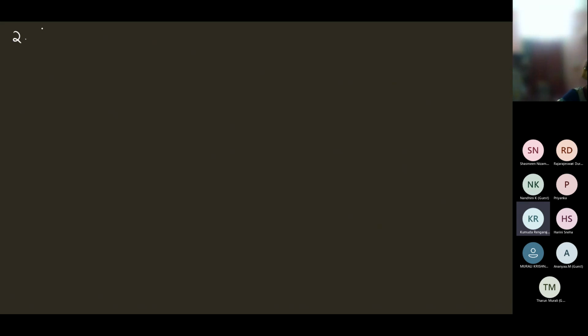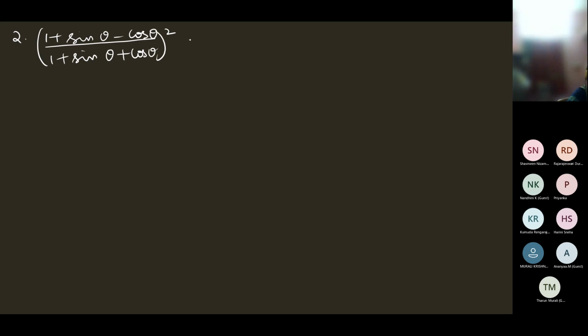Same heading, children. Prove the trigonometric identity: 1 plus sin theta minus cos theta by 1 plus sin theta plus cos theta, the whole square, is equal to 1 minus cos theta divided by 1 plus cos theta.